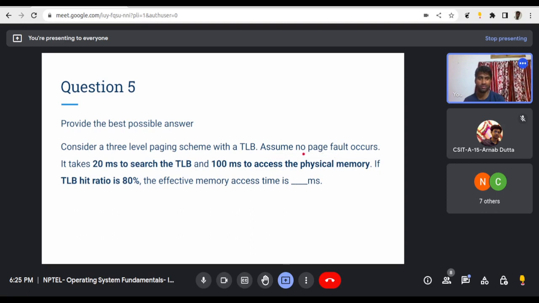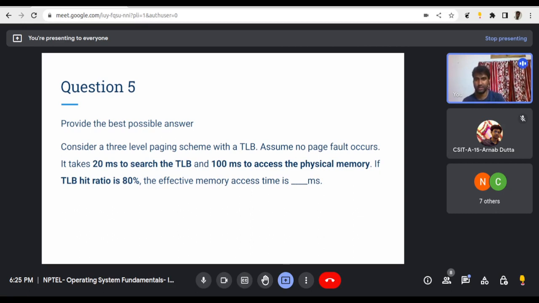In the previous numerical also I had said that you need to assume there is no page fault. There actually comes the concept of virtual memory, so we'll study a bit about that in the later part of the session. Anyway, it takes 20 milliseconds to search the translation look-aside buffer and 100 milliseconds to access the physical memory. If the TLB hit ratio is 80%, you need to calculate the effective memory access time in milliseconds.